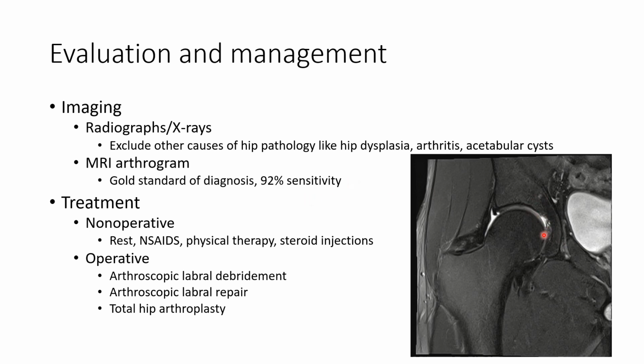So that means if you have 100 people that definitely have a hip labral tear, and you put them through an MRI scanner, 92% of them are going to be picked up by the MRI. This is just based on observations in clinical practice and research.